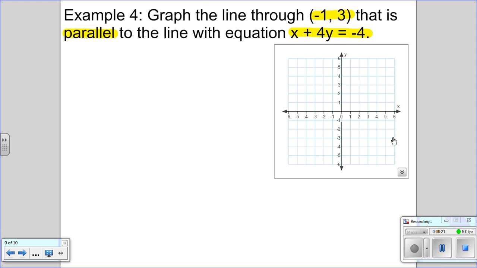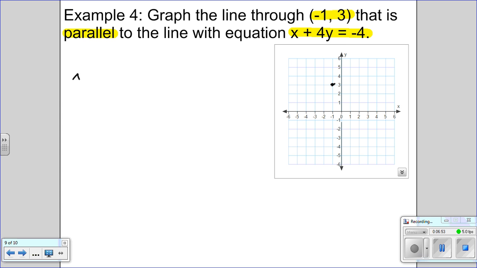So in example 4, we want to graph the line through -1, 3 that is parallel to the line with equation x plus 4y equals -4. Well, the first thing you can do is graph the point -1, 3 because you know that the line that we're going to draw has to go through that point. Then we want the line to be parallel to the equation x plus 4y equals -4. So we're going to have to figure out where that line is. And because it's in standard form, the easiest way to get this line is to use x and y intercepts.